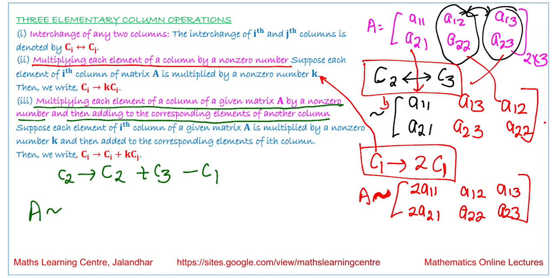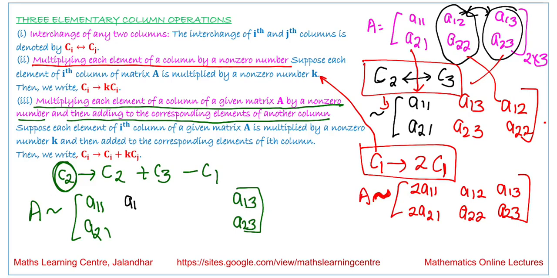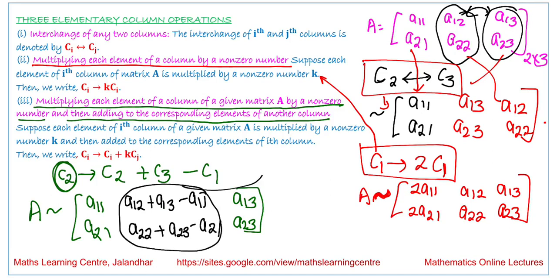So this matrix A will be equivalent to this matrix. Column 2 is changed. The first column is as it is, and the third column is as it is. The second column we have is A12 plus A13 minus A11, and next A22 plus A23 minus A21. So this is how the second column of this matrix is being changed.